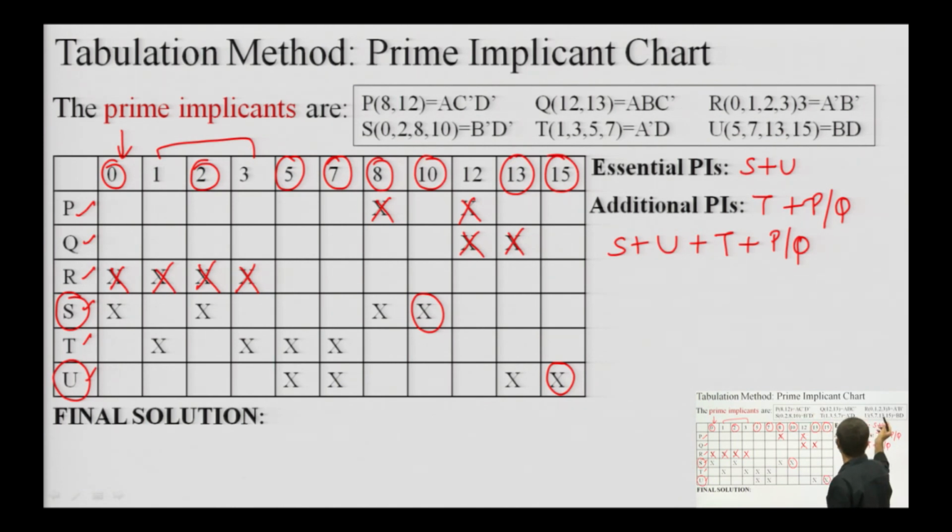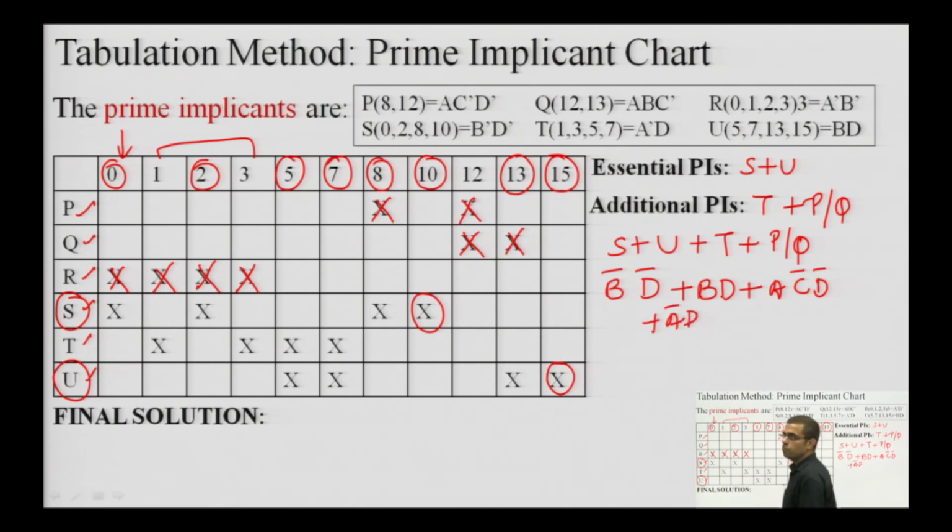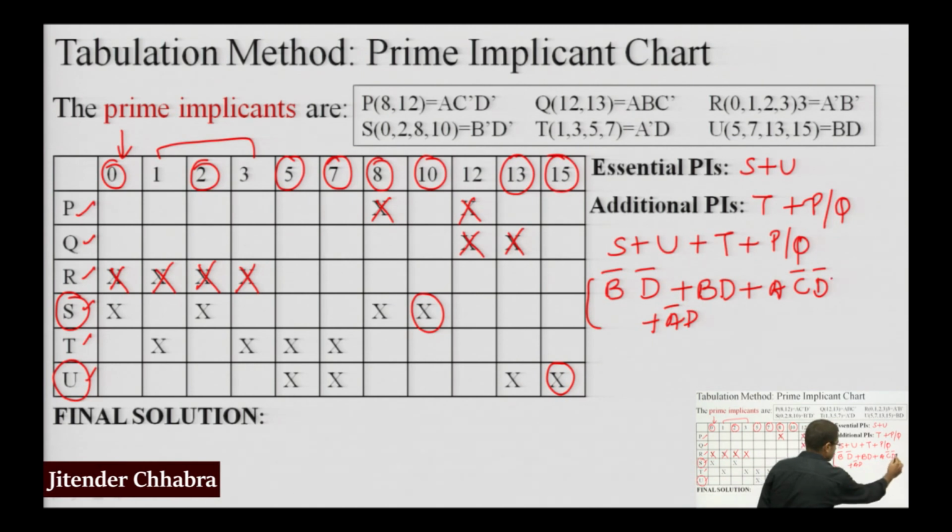So, S, you can check from here, is B bar D bar, U is B D, plus anything from P or Q, I am choosing P, so A C bar D bar, and T is A bar D. So, this prepares my final answer. This is the final answer of this tabulation method.